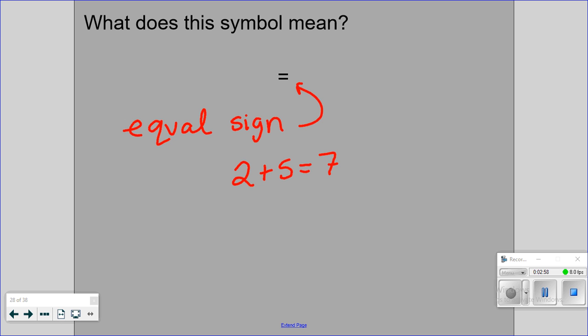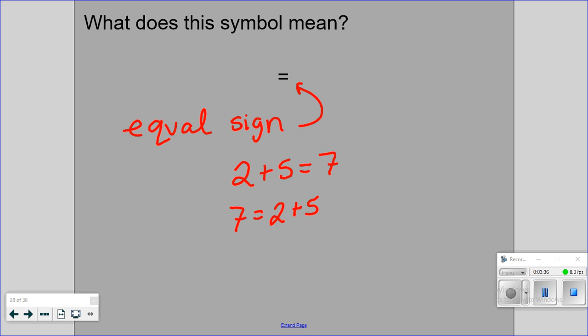What if I wrote it like this? 7 equals 2 plus 5. Is that equation true? Yes. So would I read it like this? 7 things. The answer is 2 things plus 5 more things. Yeah, you could. Because 7 things equals 2 things plus 5 more things. Does that make sense? The equal sign does not mean the answer.